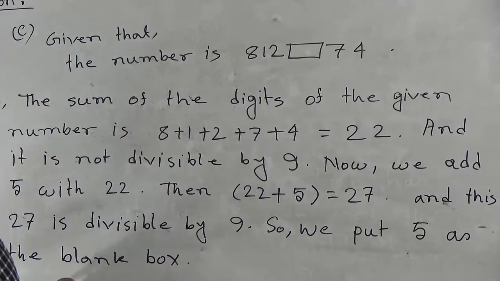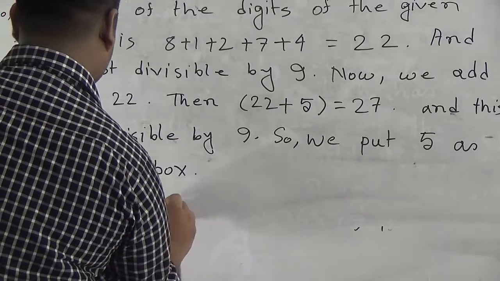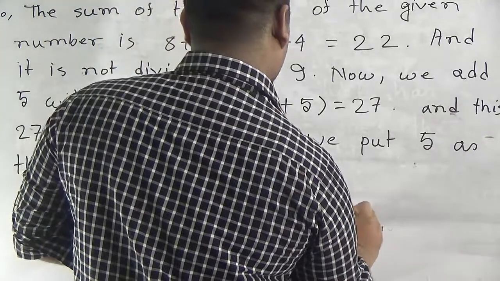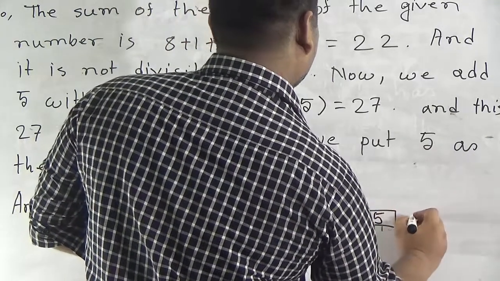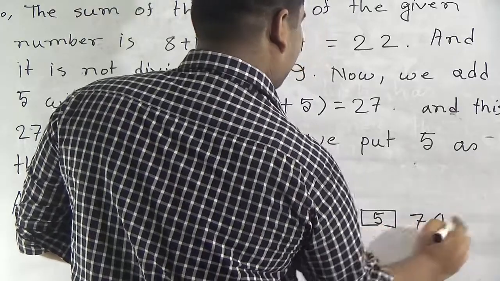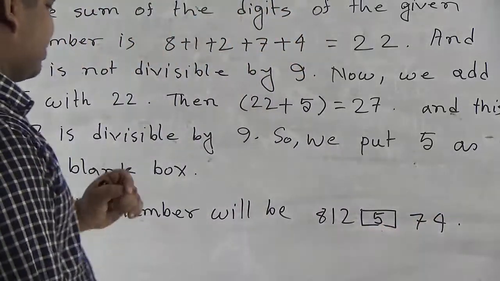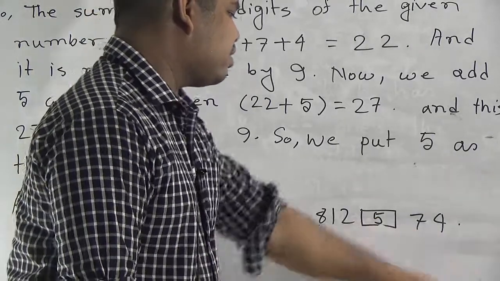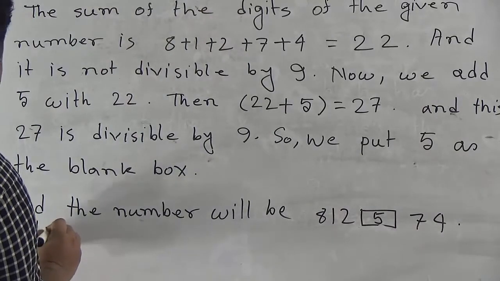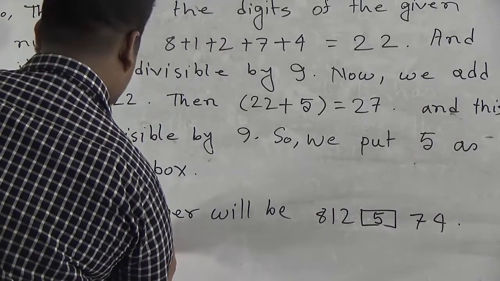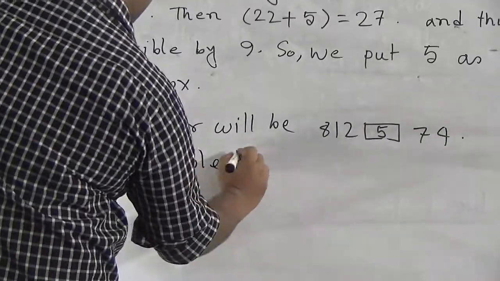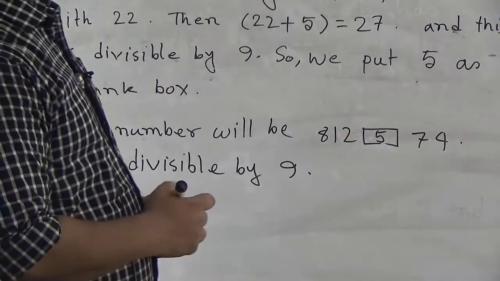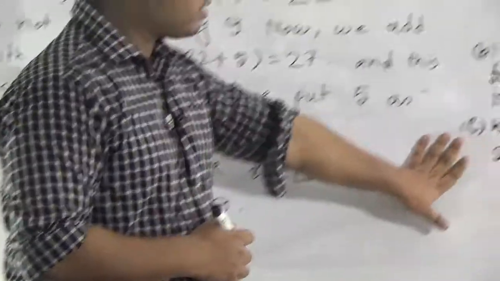And the number will be 812574. In the blank box the number will be 5, and 812574 is divisible by 9. My dear students, we have solved our question number C.